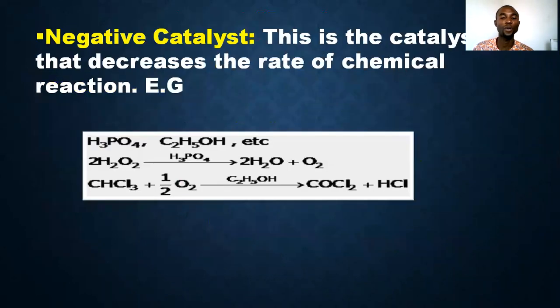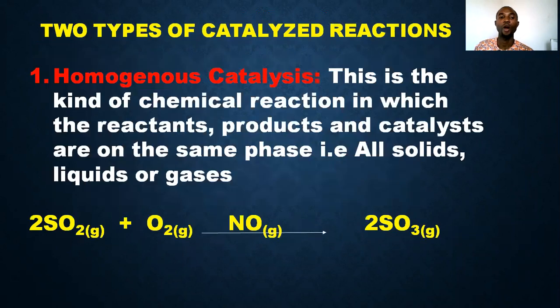All right, but what does a negative catalyst do? A negative catalyst decreases the rate of chemical reaction. Now, what I want to say about this is that the definition of a catalyst is a substance that alters the rate of chemical reaction. Don't just say that a catalyst is a substance that speeds up the rate of chemical reaction. No, what does that is a positive catalyst. A negative catalyst decreases the rate of chemical reaction. That is it.